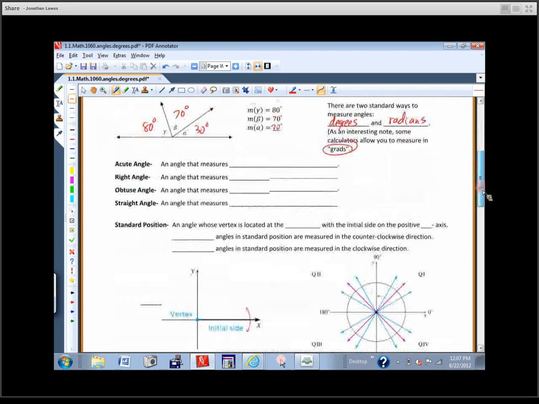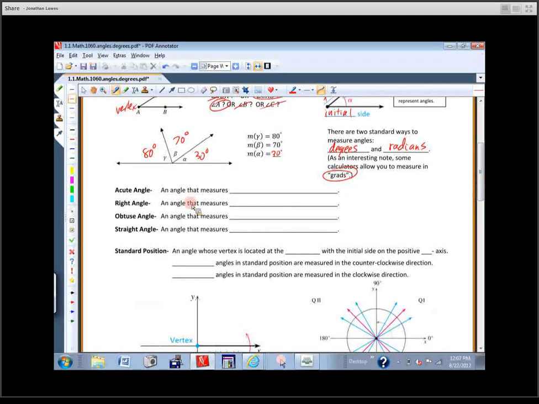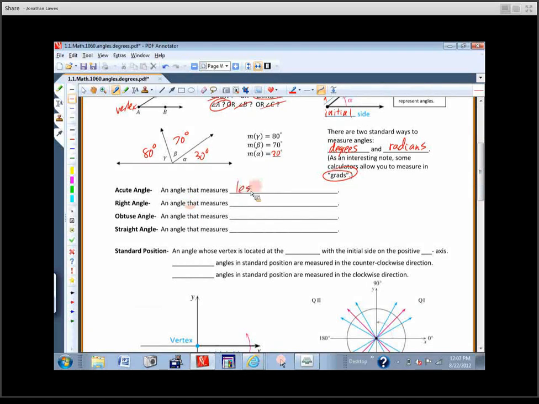So let's talk about what an acute angle is. An acute angle is an angle that measures what? Okay, so less than 90 degrees. A right angle is a 90-degree angle. Obtuse. Okay, more than, or greater than, 90. And what about a straight angle? A straight angle measures 180 degrees.